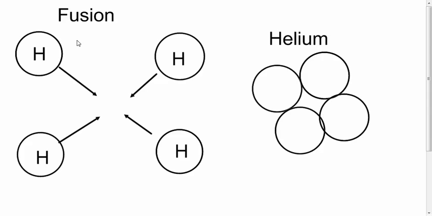Now, the next term is fusion, and fusion really is when two atoms collide and stick together and convert some of their mass into energy. The most common type of fusion going on in the universe, and the one that we're most happy about, is hydrogen into helium. And that's what gives all the stars their energy, this process.